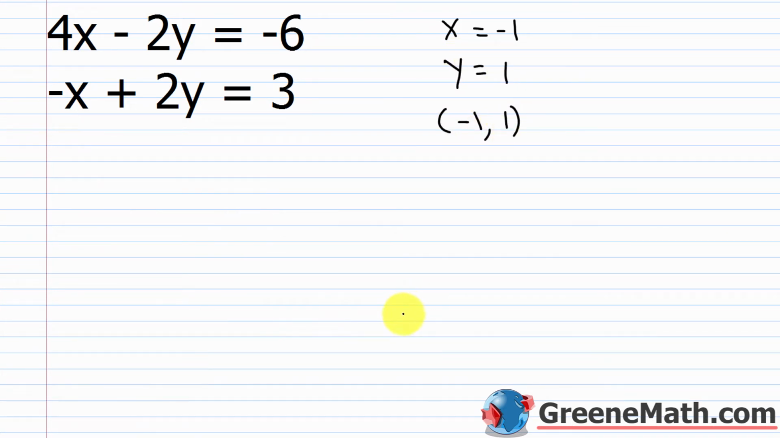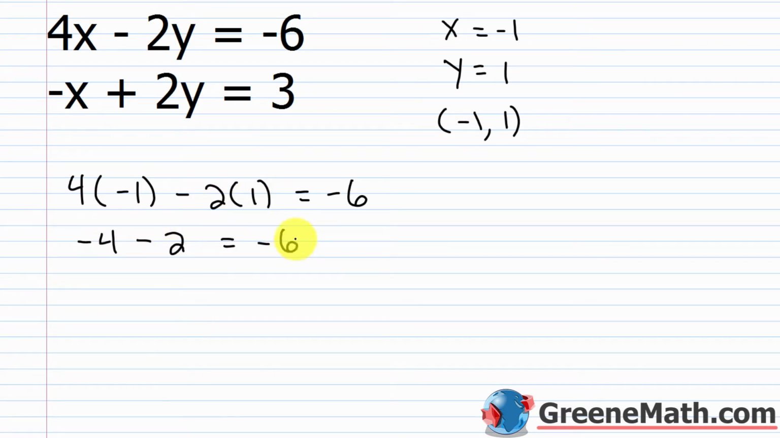Again, let's check to make sure we got the right answer. So I have 4x minus 2y equals negative 6. So I'd have 4 times negative 1 minus 2 times positive 1 equals negative 6. 4 times negative 1 is negative 4, so negative 4 minus 2 times 1 is 2 equals negative 6. Negative 4 minus 2 is negative 6, so you get negative 6 equals negative 6. So it checks out in the first one.